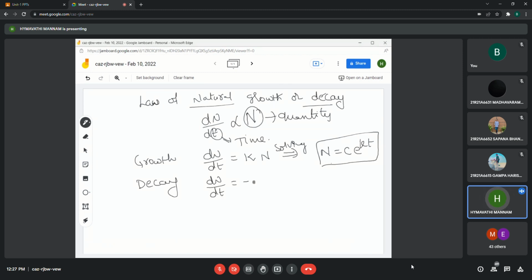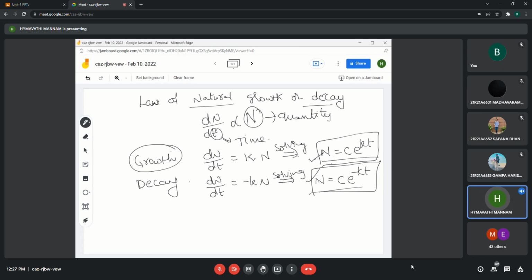For decay, dN by dt is equal to minus k N, the proportionality constant taken as negative. Decay is the decreasing case and growth is the increasing case. After solving, you get N is equal to c into e power minus kt. So these are the two different formulas: for growth, N is equal to c into e power kt, and for decay, N is equal to c into e power minus kt. Then how can we identify whether the given problem is for growth or for decay?